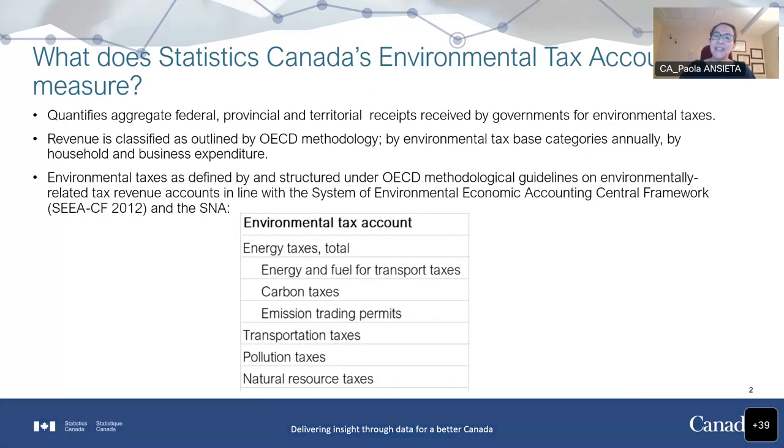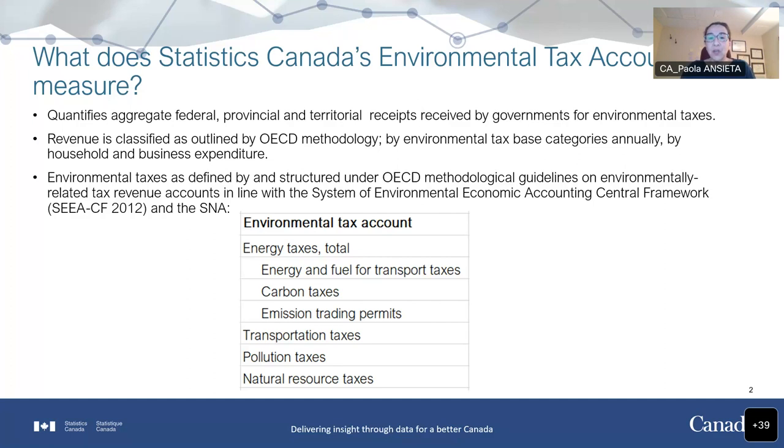So what exactly does Statistics Canada's ETA measure? The ETA seeks to quantify the revenues collected by government for products that have a negative environmental impact on the Canadian economy. It is concerned with estimating the amount of environmental taxes paid annually by industries and households, amongst other economic sectors. The main environment tax statistics recorded relate to the annual total taxes levied by government on various commodities in specific categories, as stipulated by the OECD System of Environmental and Economic Accounting Central Framework 2012.